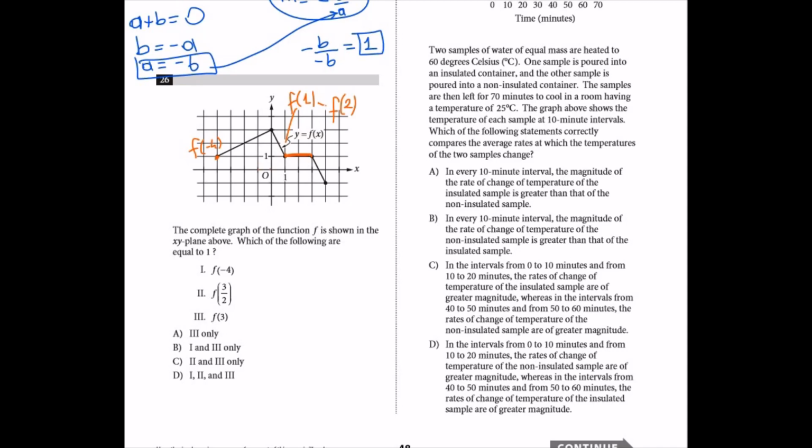So let's check that out. F of negative 4 is equal to 1, that's correct. And this is actually f of 3.